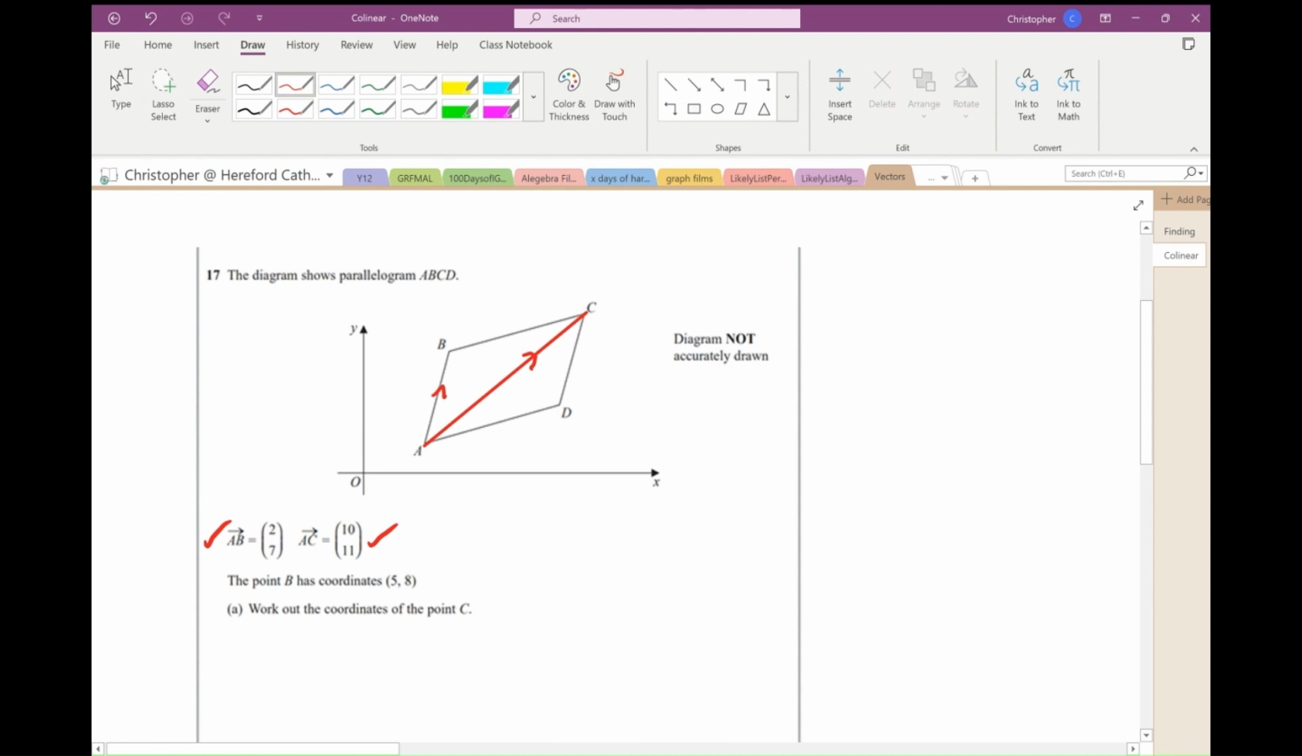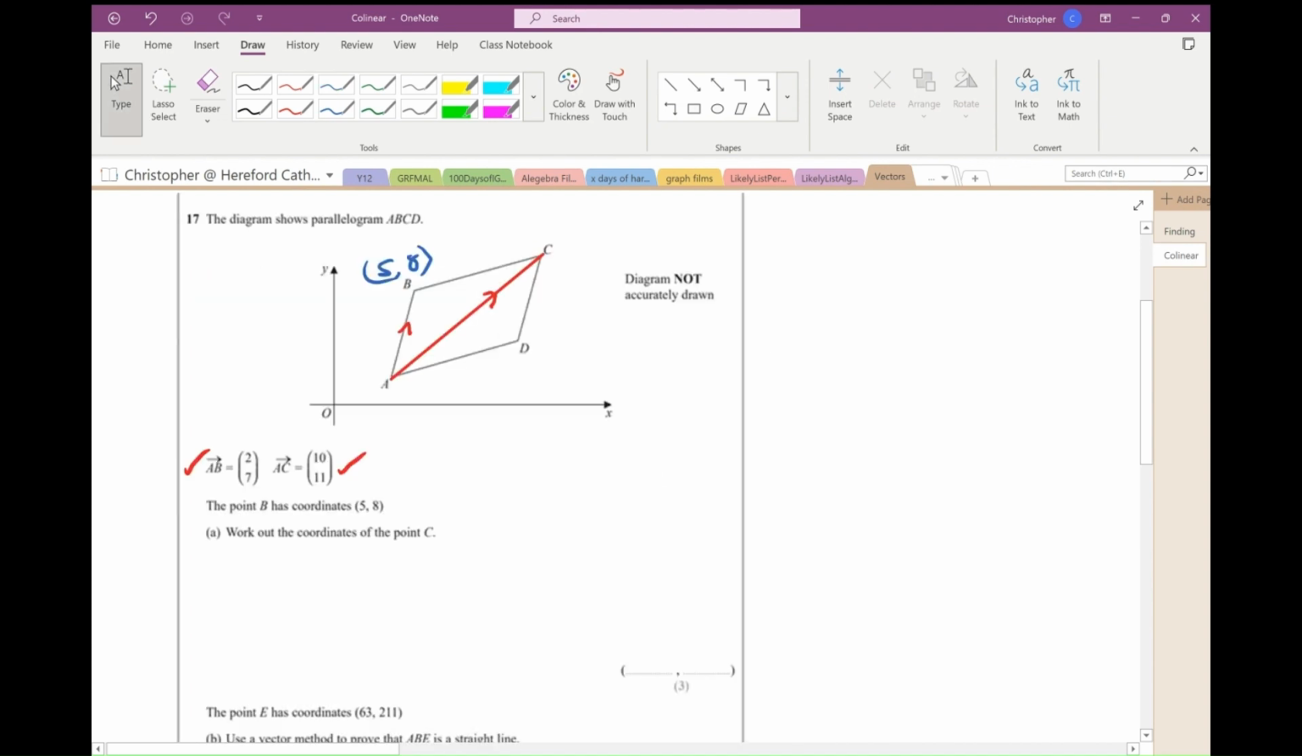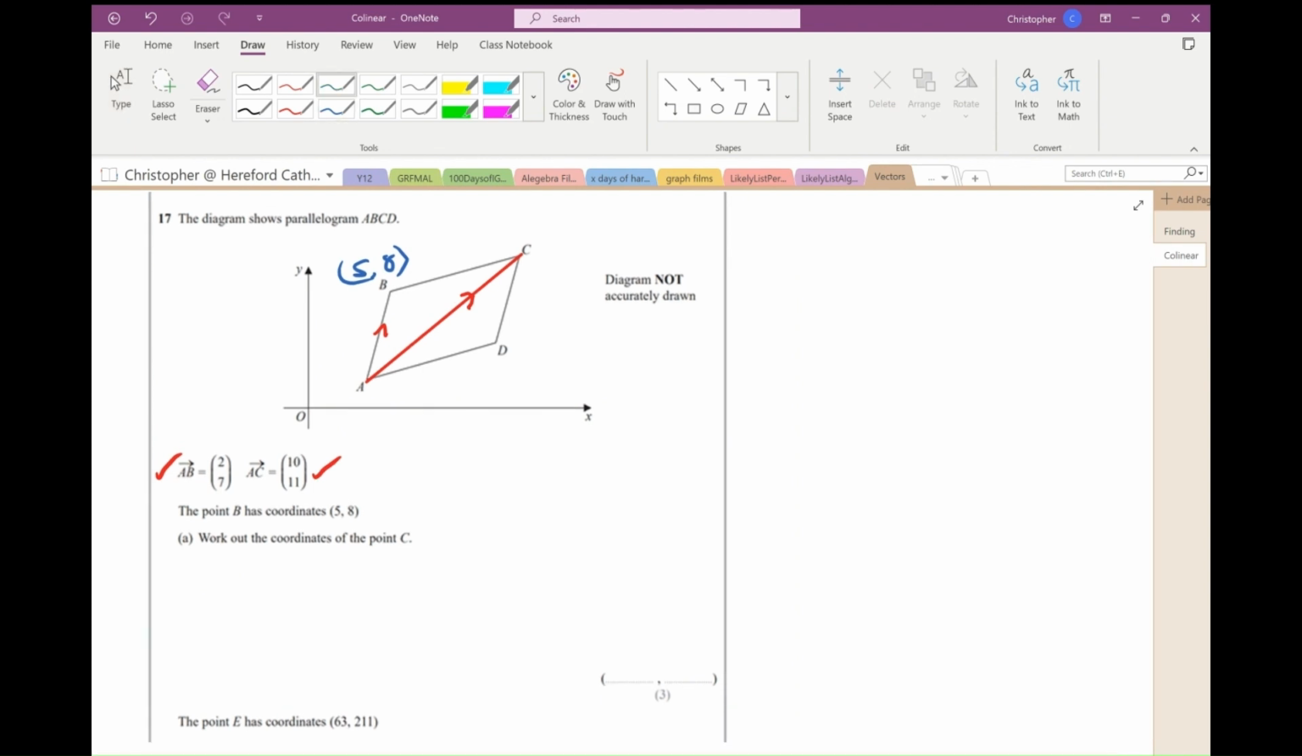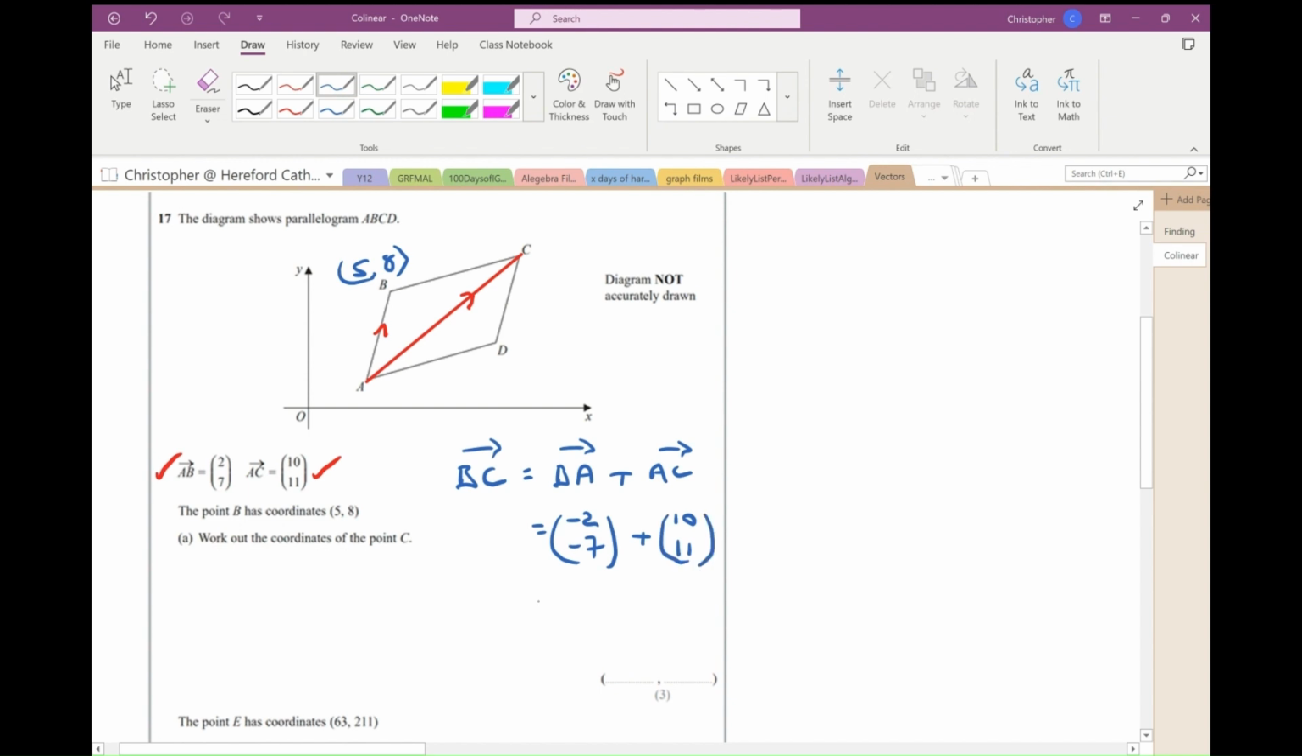Point B has coordinates (5, 8). I've got to work out the coordinates of C. To go from B to C, I want to do BA and then plus AC. So that's going to be BA, which is minus (2, 7), plus (10, 11). So that is the vector (8, 4).